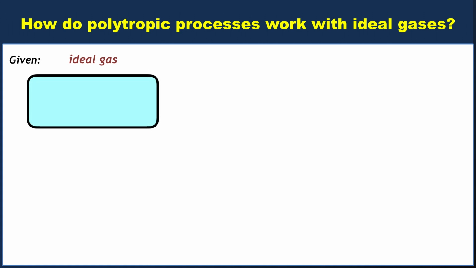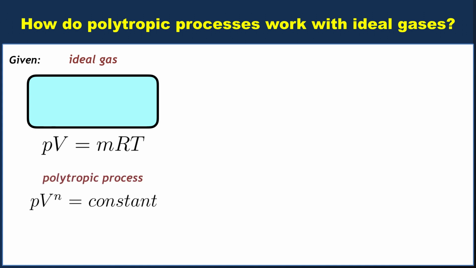And we know that there are 4 different versions of the ideal gas law. I'm just going to pick one. How about PV equals mRT, where if you recall, P is the pressure, V is the total volume, m is the total mass, R is the specific gas constant for this ideal gas, and T is the temperature. And this is a polytropic process, so we know how those work. It's PV to the n equals constant.